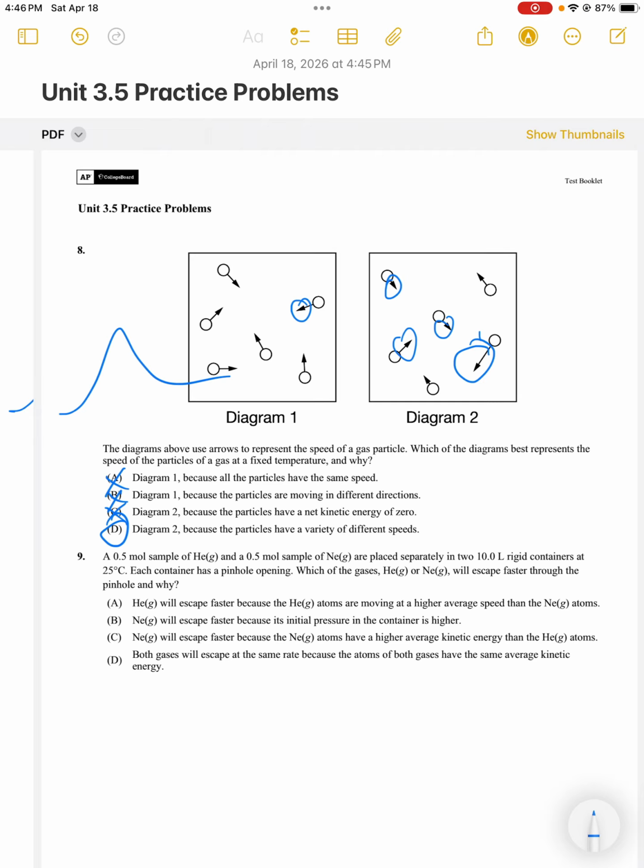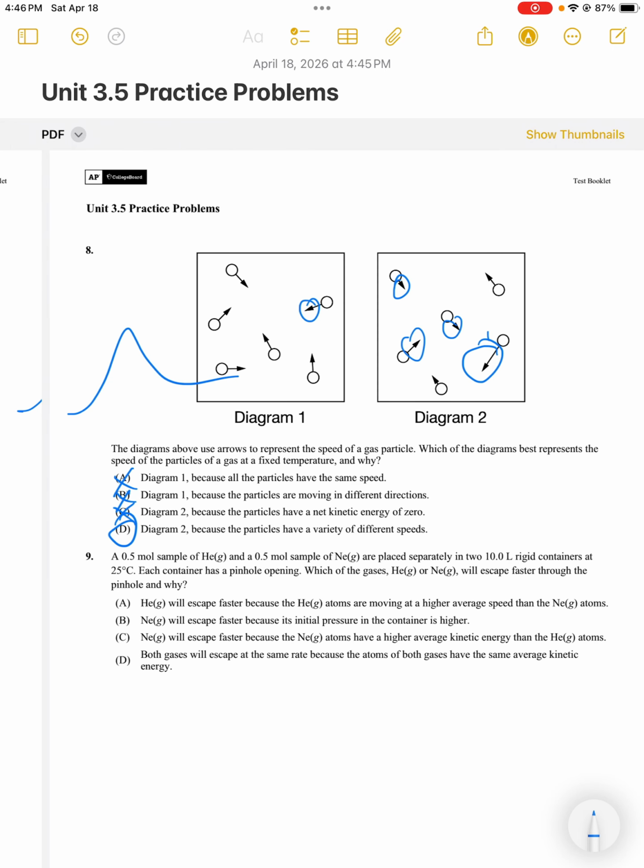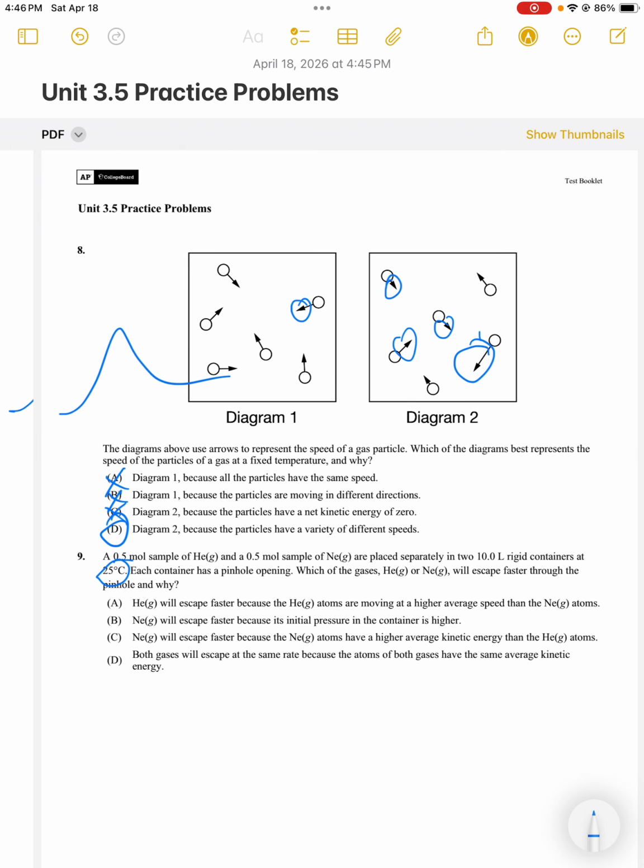And then finally, question 9: half a mole sample of helium and half a mole sample of neon placed in 2 10-liter rigid containers at 25 degrees C. Each has a pinhole. Okay. So this is one of those effusion through a pinhole questions you see a lot. And the idea here is heavy guys move slower, lighter guys move faster. By moving faster, the lighter guys are positioning themselves to more frequently hit the sidewalls and more frequently find that little opening they're going to get out.